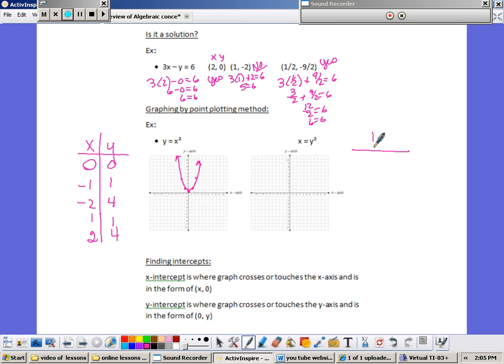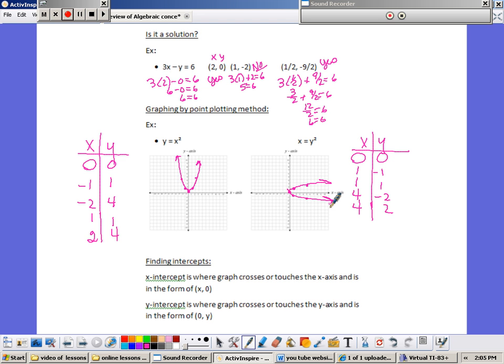Okay, on the next one, I'm going to plug in for the y's and not the x's, because it'll be easier to solve. So I'm going to put 0, negative 1, 1, negative 2, and 2 in on the y side. So 0 squared is 0, negative 1 squared is 1, 1 squared is 1, negative 2 squared is 4, 2 squared is 4. 0, 0, 1, negative 1, 1, positive 1, 4, negative 2, 4, positive 2. This is called a sleeping parabola.